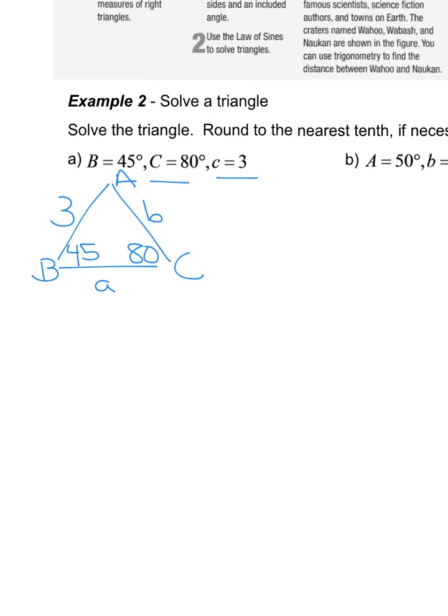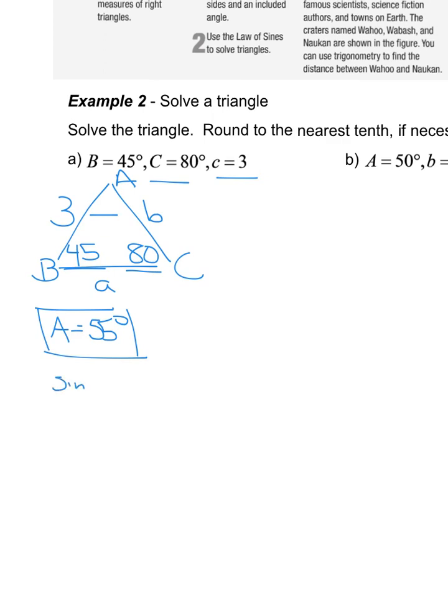Well, in this situation, when we're given two angles, this is probably the easiest thing to start because it's super simple to figure out angle A, because you know that three angles in a triangle must add up to 180 degrees. So 180 minus 80 is 100, minus 45 is 55 degrees. All right? At this point, then we can set up law of sines.